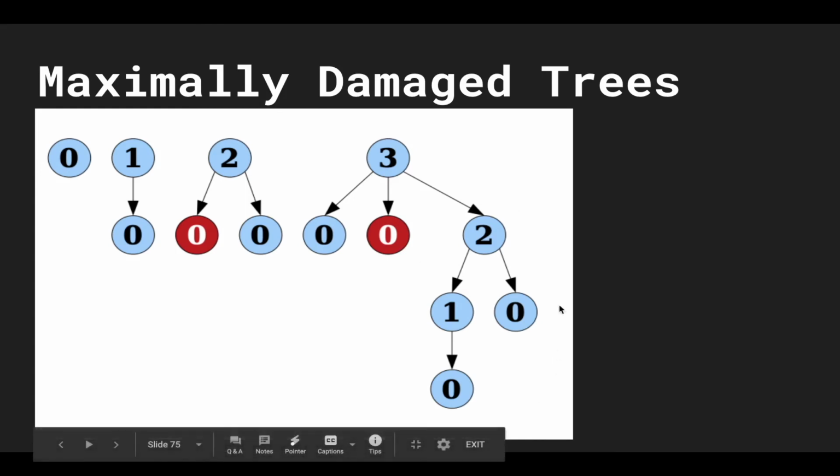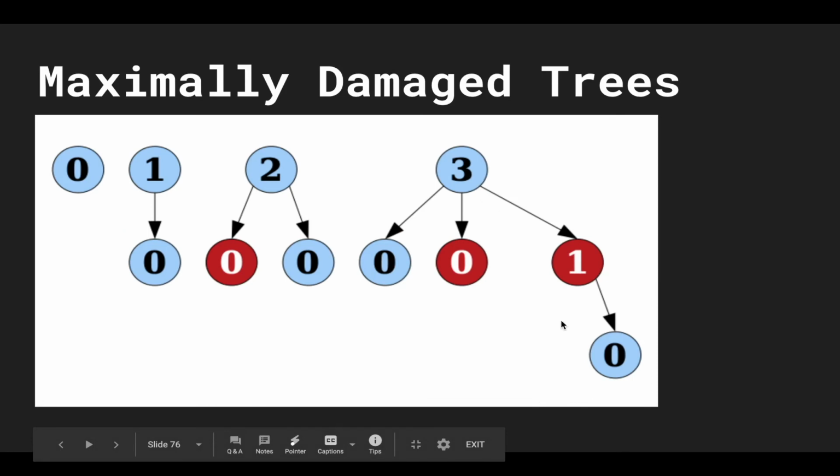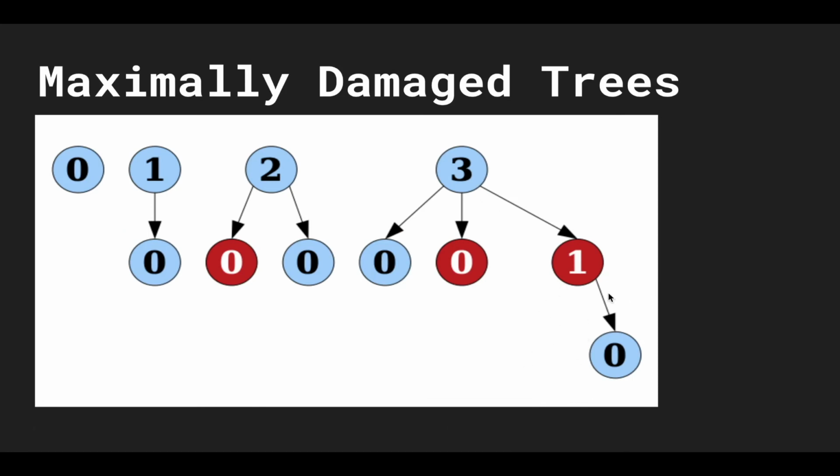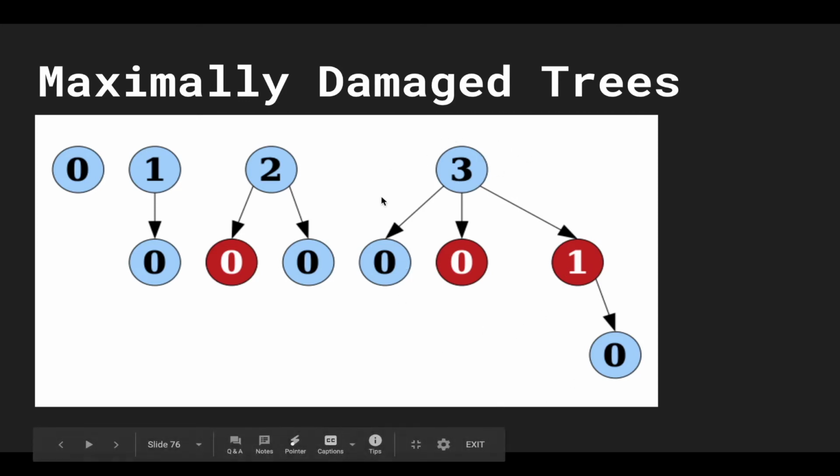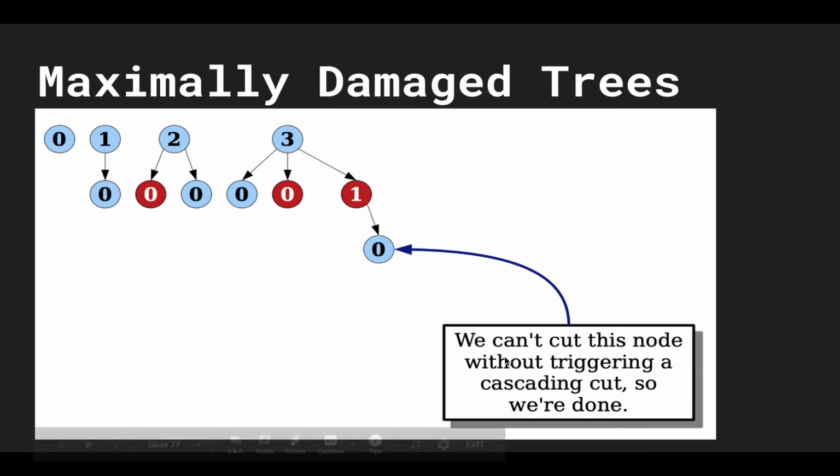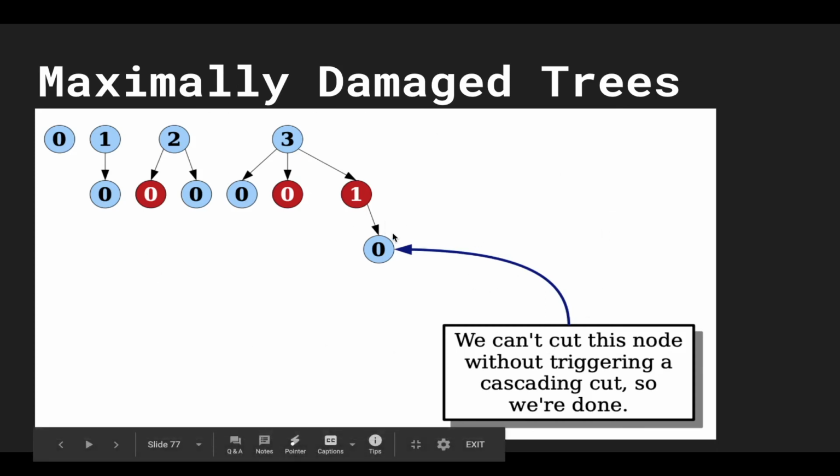So notice in this tree, we want to delete the branch that has the most nodes because we want to maximally damage this tree. So let's cut off this branch first right here. So we cut that subtree off, and now we cannot cut this child because if we do, then this node right here will lose 2 children, and we would have to cut off this parent. But then if we cut off this node from 3, that means 3 will only have 2 children right here, and this will mean that this tree is no longer a tree of degree 3. So we are done. This is maximally damaged. So here's just for more clarity, we cannot cut this node off without triggering a cascading cut.